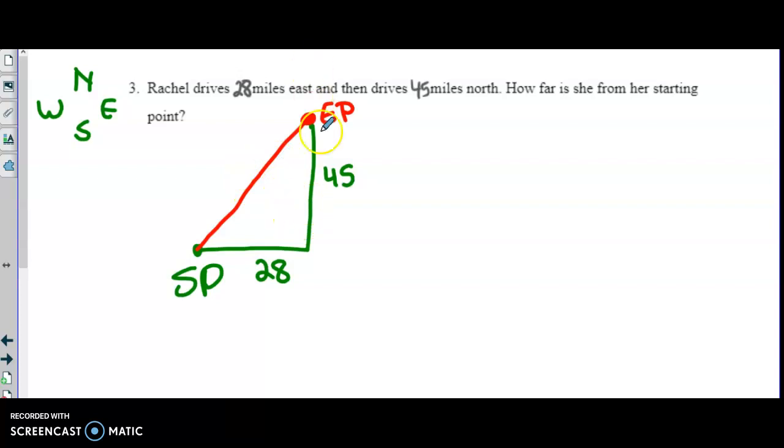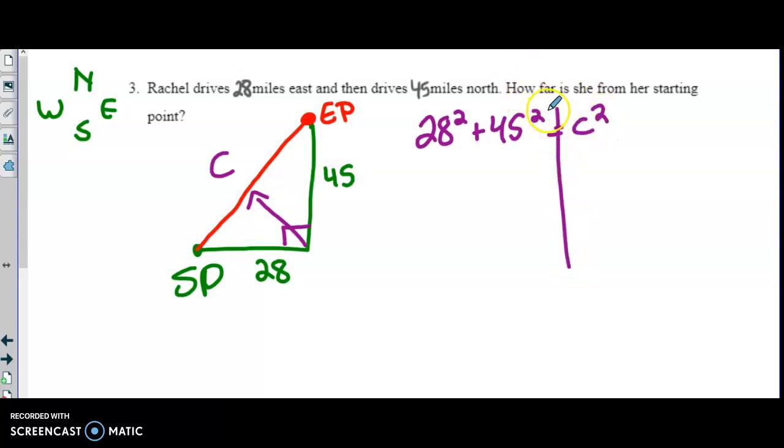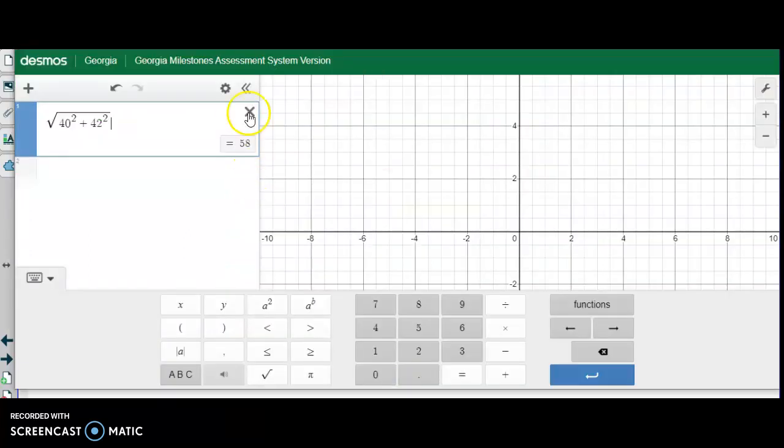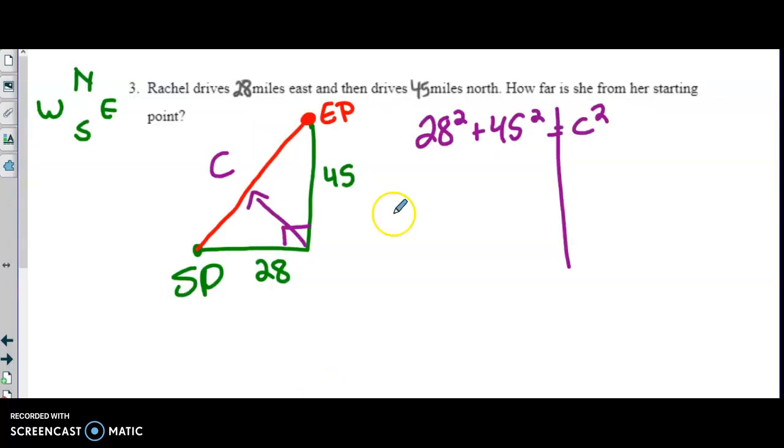Well, if you realize, hopefully you can see that this made a right triangle, and that side is across from the 90-degree angle, so that is the hypotenuse, C. So we can solve this using the Pythagorean theorem. A squared plus B squared equals C squared. Okay, I'm going to go ahead and type this side in my calculator, 28 squared plus 45 squared. That equals 2,809.